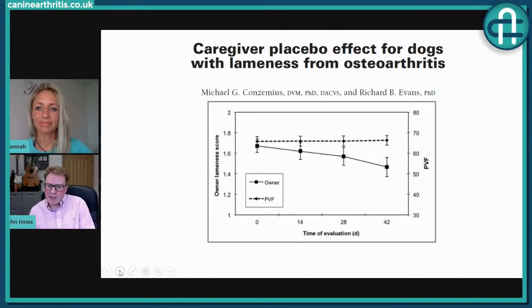And this is what's called the caregiver placebo effect. Vets also exhibit this effect, and that's because human beings want things to work.